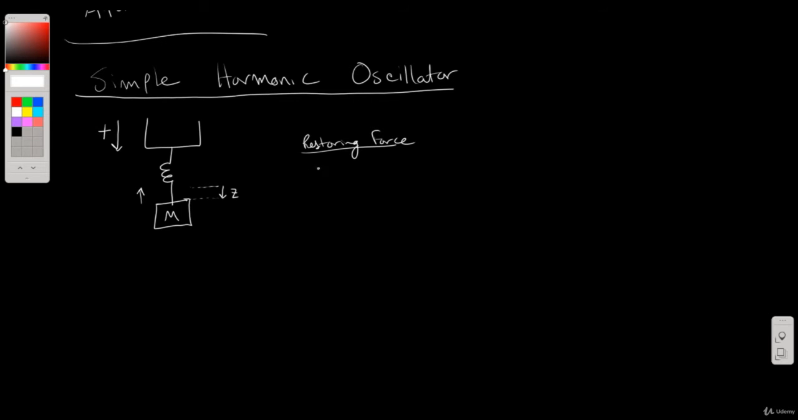We can write that F is equal to minus k times z. This is the well-known restoring force equation for the mass on a spring, where k is known as the spring constant. The unit of this is newtons per meter, times meters, which of course gives us newtons. And so this is the restoring force.